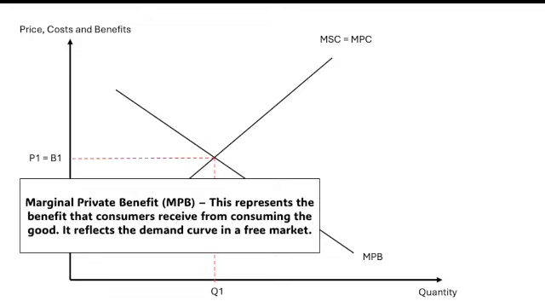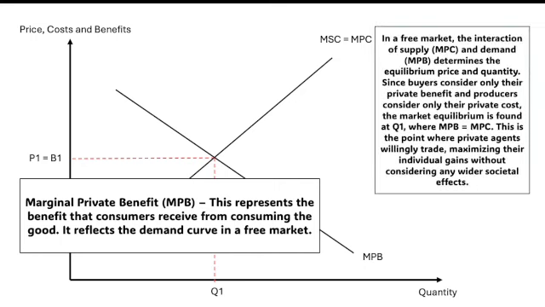So the marginal private benefit represents the benefit that consumers receive from consuming the good. And what actually tends to happen with this type of good is it's undervalued, and therefore because it's undervalued, it's often underconsumed. And it's very, very similar to what we see with, for example, merit goods. So merit goods often have these positive externalities. Now, as I've said here, the free market is at Q1.